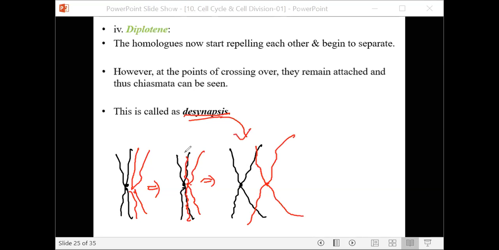So you can see they came close, overlapped. Whatever material they wanted to exchange, depending on that, they shook hands and did it. Then they are parting their ways. So it is separating, but they are still connected, but they are separating ahead. It means they are going away from each other. So that is the separation occurring. So this is desynapsis.